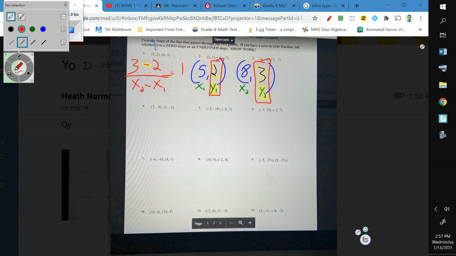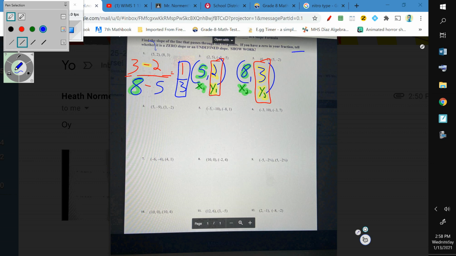Now, I'm going to do the same thing for the x. Let me go green. So, x1 is 5. x2 is 8. So, x2 right here, well, that's 8. And x1 is 5. I just substituted. And 8 minus 5 is 3. And guess what? I'm done. That's the slope. That's it.